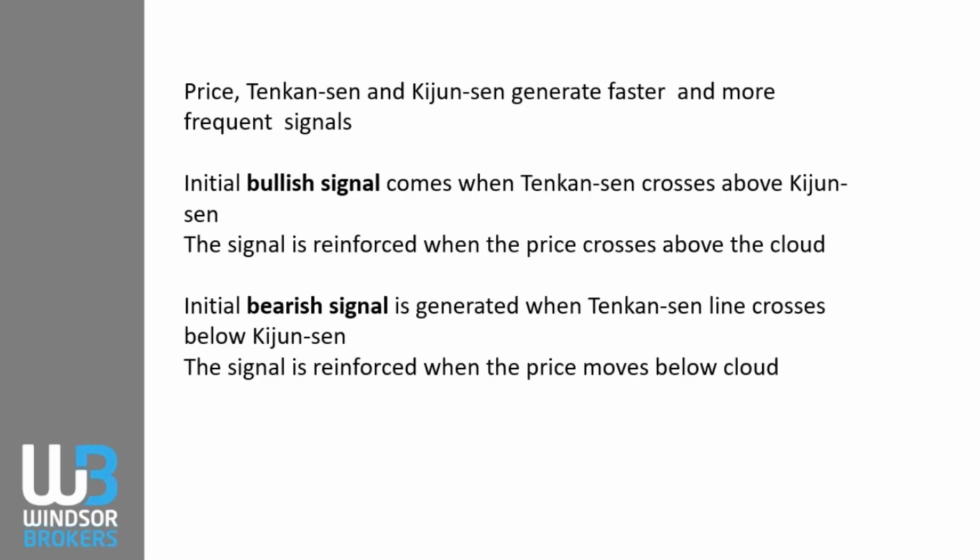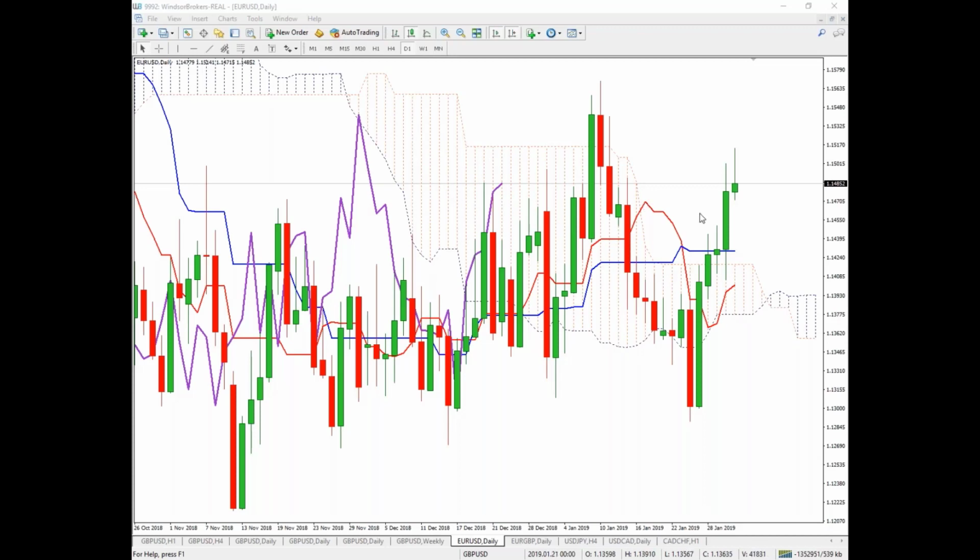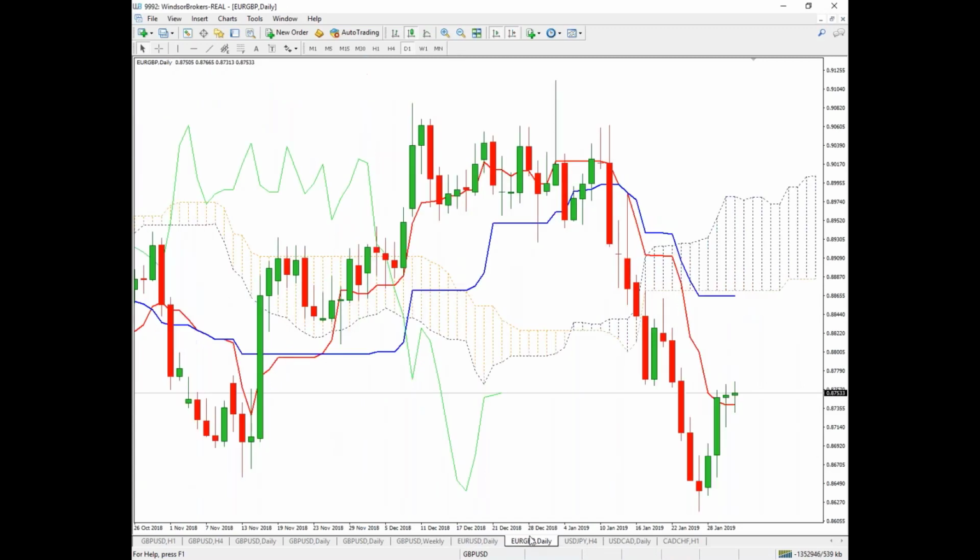In the opposite scenario, the initial bearish signal is generated when the Tenkan-sen, the faster one, crosses below the Kijun-sen line. So we have an initial negative signal, which is reinforced when the price action crosses below the cloud, or Kumo. And now we're going to take a look at a few samples of how it works in reality.